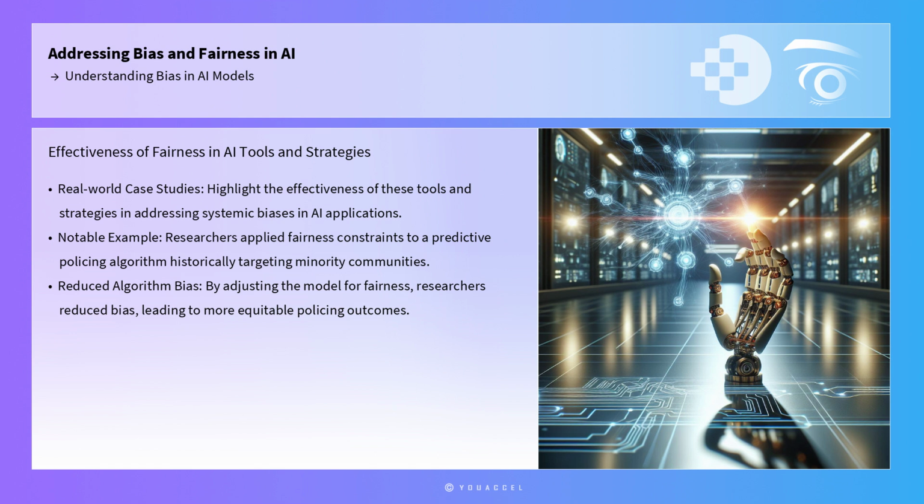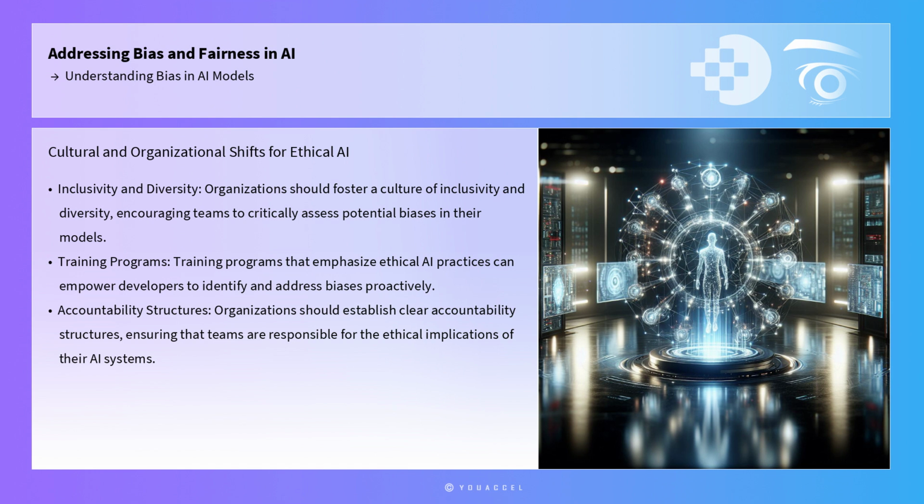in AI applications. Understanding bias in AI also requires a cultural and organizational shift towards ethical AI development. Organizations should foster a culture of inclusivity and diversity, encouraging teams to critically assess potential biases in their models. Training programs that emphasize ethical AI practices can empower developers to identify and address biases proactively. Additionally, organizations should establish clear accountability structures, ensuring that teams are responsible for the ethical implications of their AI systems.